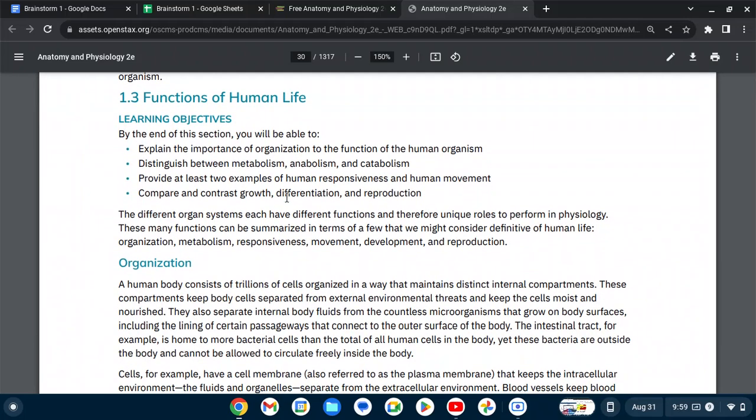1.3 Functions of Human Life. Learning objectives. By the end of this section, you will be able to explain the importance of organization to the function of the human organism, distinguish between metabolism, anabolism, and catabolism, provide at least two examples of human responsiveness and human movement, and compare and contrast growth, differentiation, and reproduction.